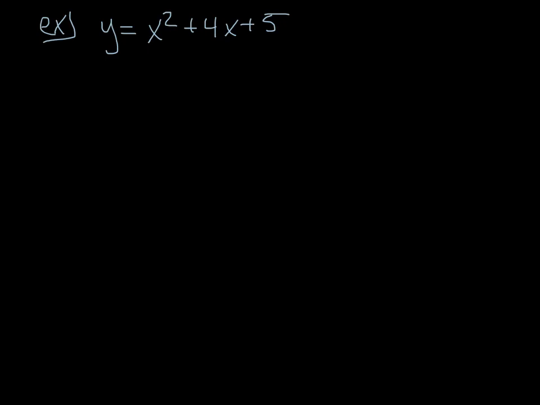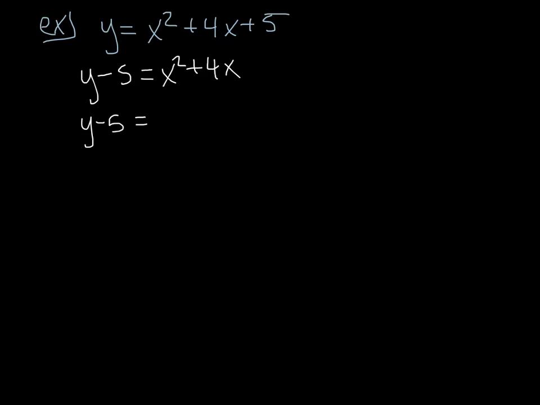So I'm going to present two ways of solving this problem, and I'll let you determine which way works best for you. The first way is to subtract this 5 here, just like we did with completing the square before. So I have y minus 5 equals x squared plus 4x. Now I can forget about the y minus 5 for a second, and I'm just going to copy it down because I'm not going to do anything with it right now.